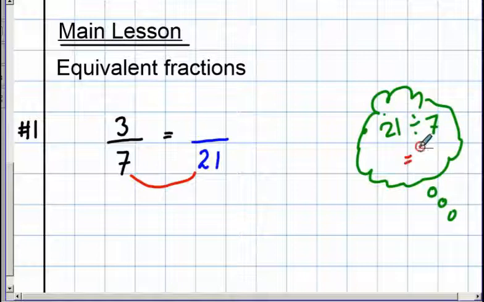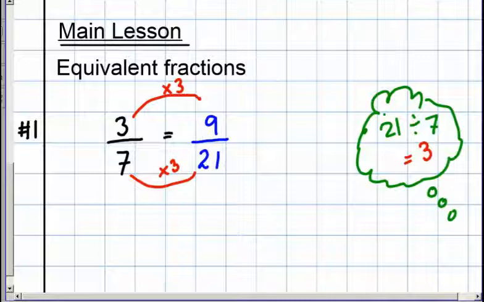21 divided by 7 is 3. So that's what you multiplied 7 by. And then to make and keep the fraction equivalent, you have to do the same to the other number. So write that down. We've got times 3, and then we have to times the top number in this case by 3. 3 times 3 is 9. 3/7 is equivalent to 9 over 21.